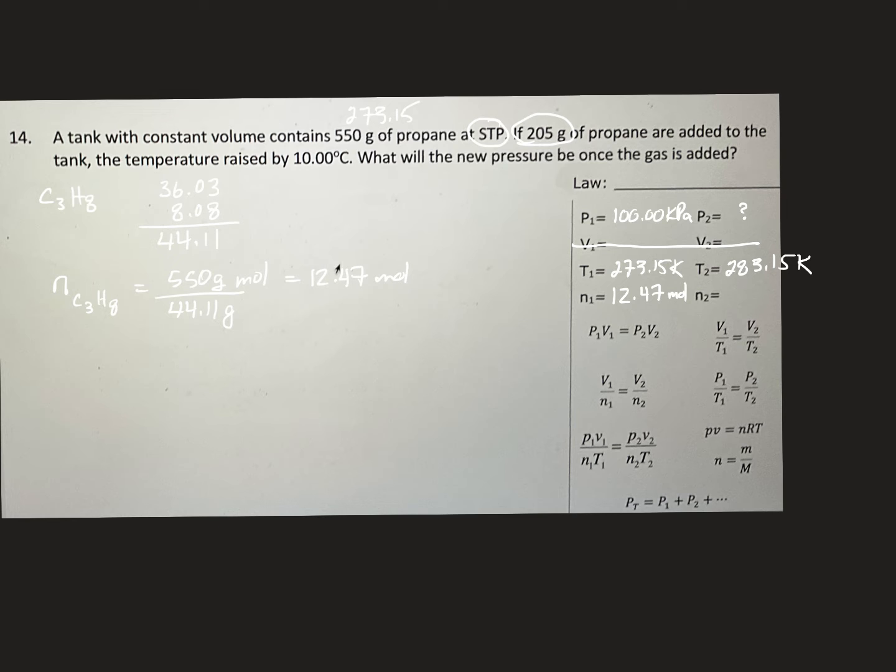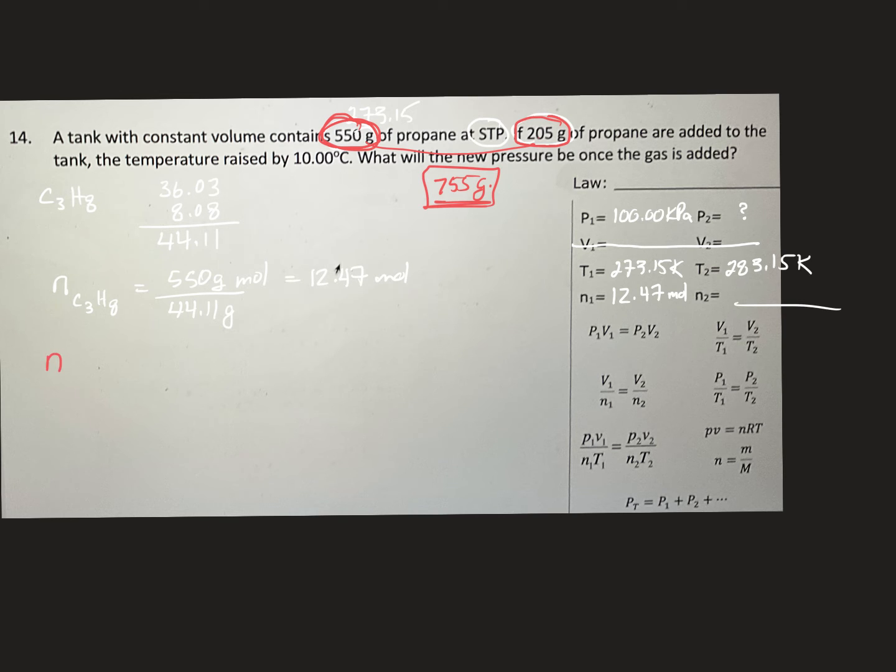So they're looking for this. I need the number for that second amount of moles. If I want to know the total number of moles in that tank, I have to add the initial amount plus how much they added. So altogether, they've got 755 grams of propane. They start with 550, you add 205, so you have 755 grams.